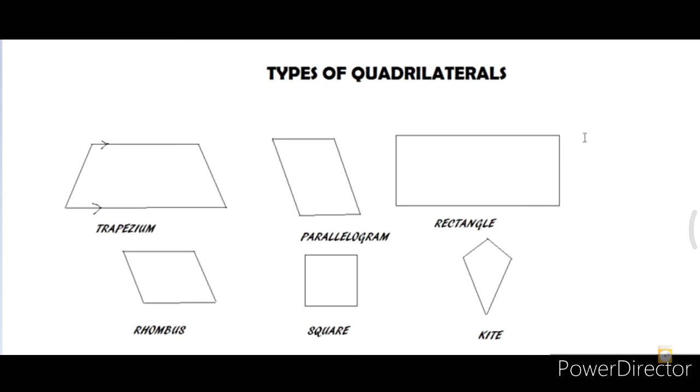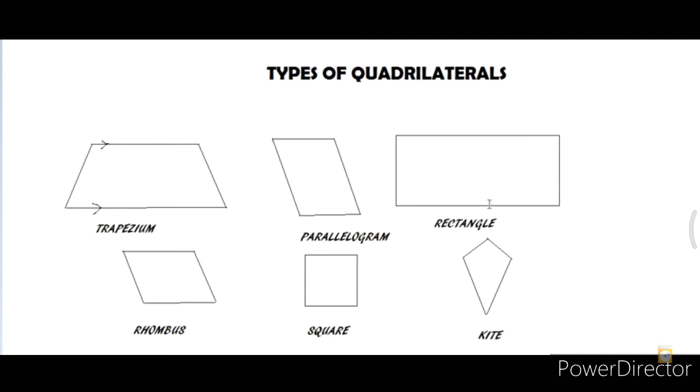Let's come to the next figure. This is a parallelogram. In a parallelogram, both pairs of opposite sides are parallel. So this side is parallel to this side and this side is parallel to this side. Also, both these opposite pairs are equal in length. So these two sides are equal and these two sides are also equal.